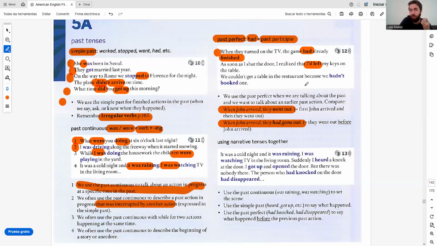We couldn't get a table in the restaurant because we hadn't booked one. Book is a regular verb, so booked is past participle. But this is negative, so we hadn't booked one.